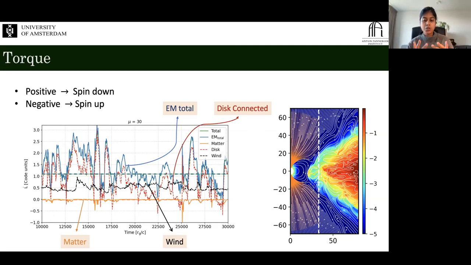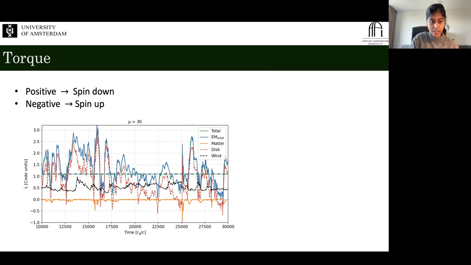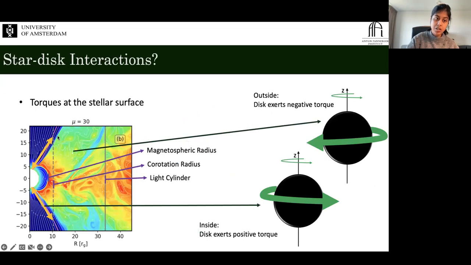So two things. The disconnected torque is almost equal to, if not more than, the wind torque. And the disconnected torque contributes mostly to the spin-down torque that we see here. Now, why is this? Is this because you have a lot of field lines connected to the disk beyond the co-rotation radius, meaning, do you have an extended magnetosphere? We don't know.